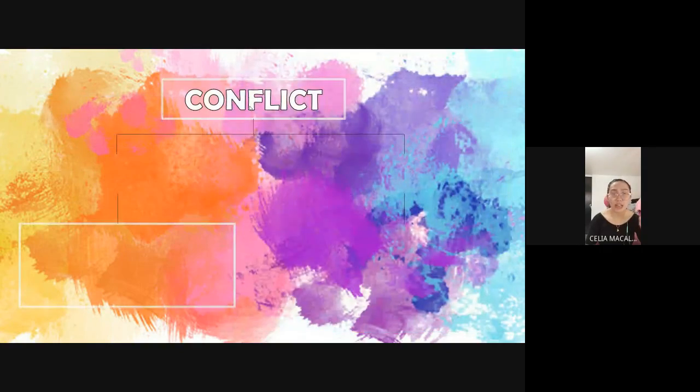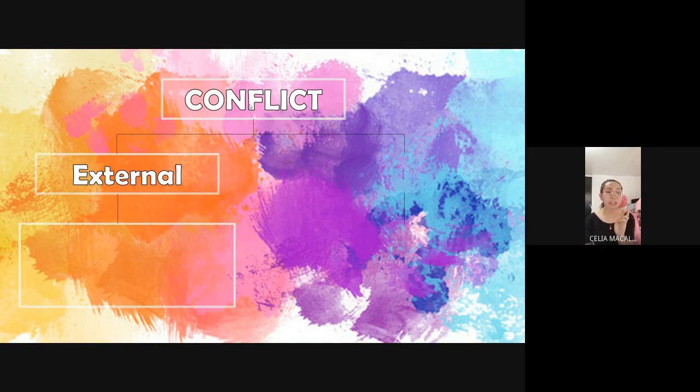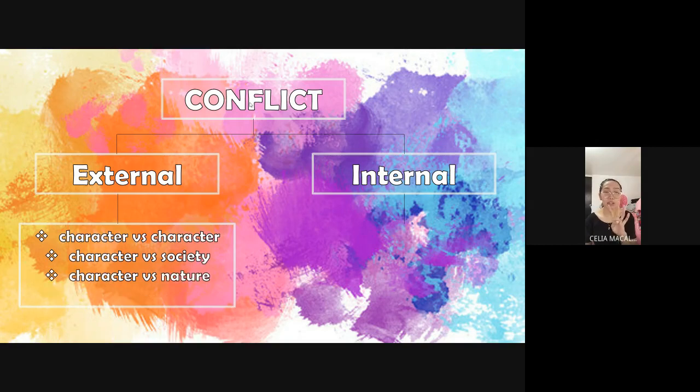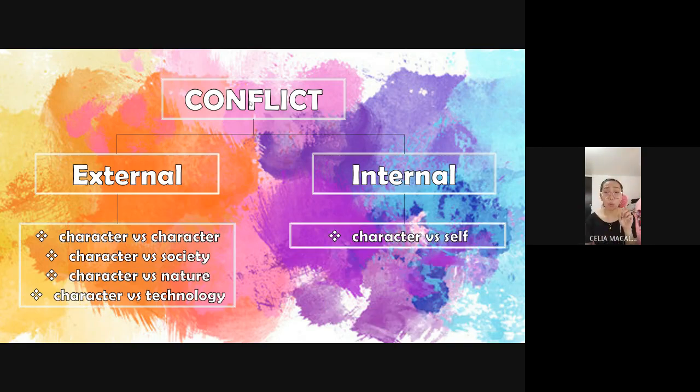So let's just review what conflict is and the types of conflict. Conflict happens in the story. Every story or every movie has a conflict. Conflict has two types. We have external and internal. In the external, we have four categories: character versus character, character versus society, character versus nature, and character versus technology. While in the internal, we only have one, which is character versus self.